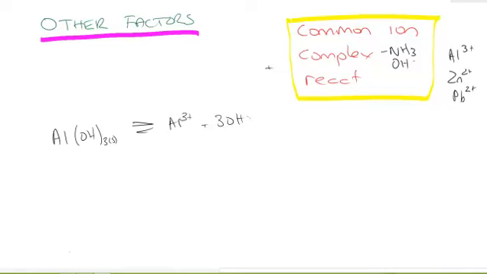Now, initially what would happen if you added more hydroxide ions to it? That would be an example of the common ion effect. So if you had more hydroxide ions already present, the equilibrium would shift to the left and less would dissolve. There's something interesting that happens here. If you keep on adding hydroxide, you'll get to a situation where it will form a complex.